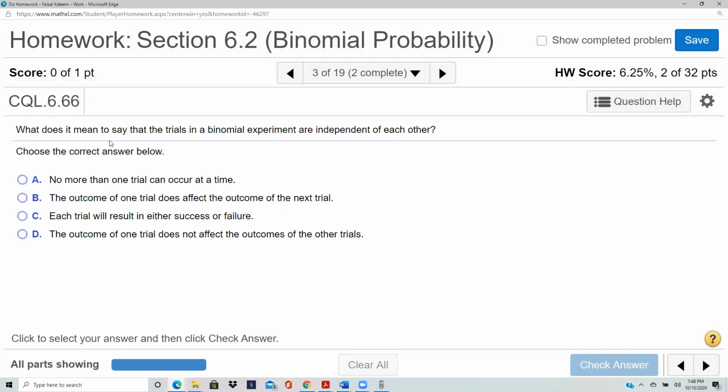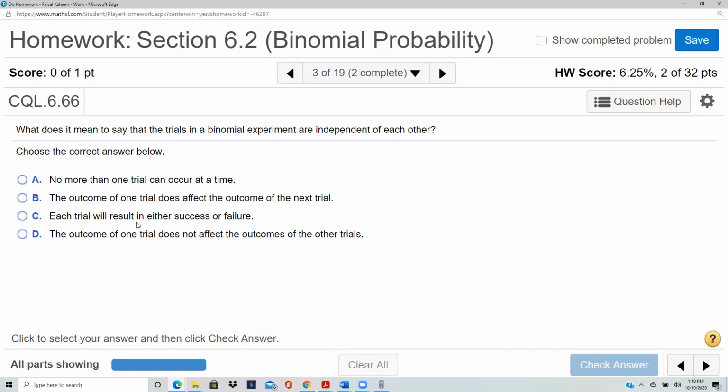What does it mean to say that the trials in a binomial experiment are independent? So again, here, let's think about what independent means in English, that one thing doesn't depend on the other. So let's see which one captures that meaning. No more than one, no, that's not the independence. The outcome of one trial does affect the outcome of the next trial. So now that will be dependent. That will not be independent if one thing is affecting the other.